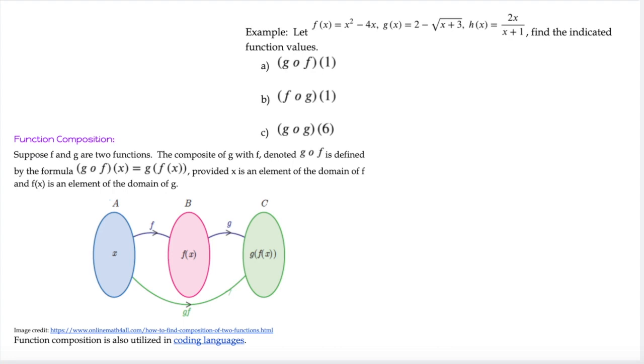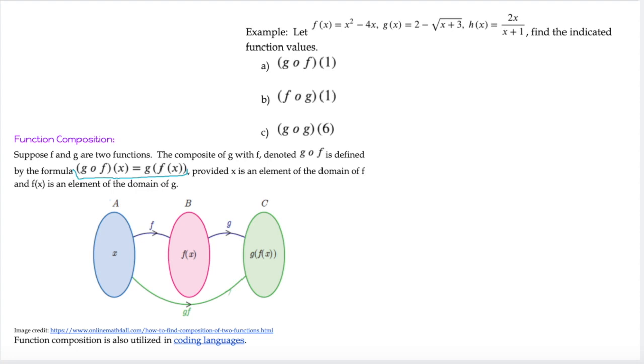Function compositions are two functions, f and g. The composite of g with f, which we can denote as g of f, is defined by this formula. There are two different ways in which we can write it: g of f of x, or g of f of x. I'm going to work with both of these at the same time so that you understand that they mean the same thing. And what it's telling us is that x has to be an element in the domain of f, and f of x is an element in the domain of g.